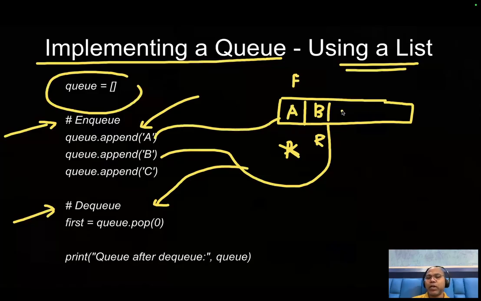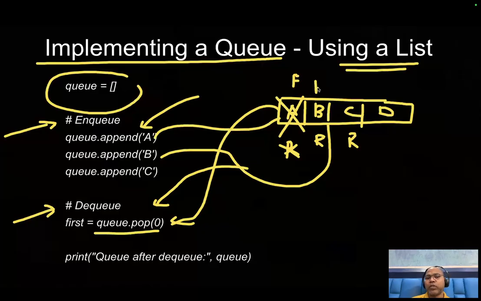If you add C, the C element is added, and now this becomes your rear element. Then D. If you say pop 0, that means this A element is returned here and removed, and now this is your front again. Again you say pop, this B element is returned and removed, and now front becomes this. This is the way you can implement the queue data structure.